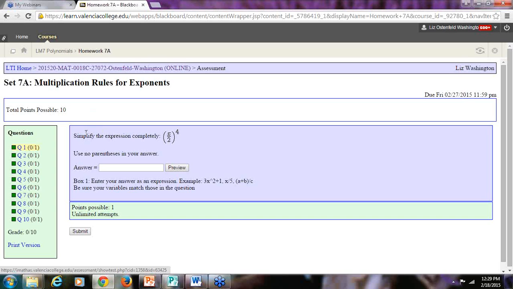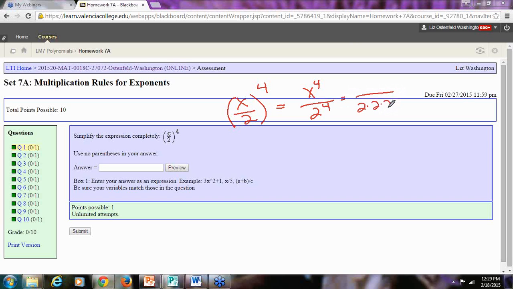So in this problem, we're going to simplify our exponent. Here I see parentheses, I see a fraction inside the parentheses, and then I see an exponent. What that means is that exponent is going to get applied to all parts of that fraction. And then you need to simplify wherever possible.